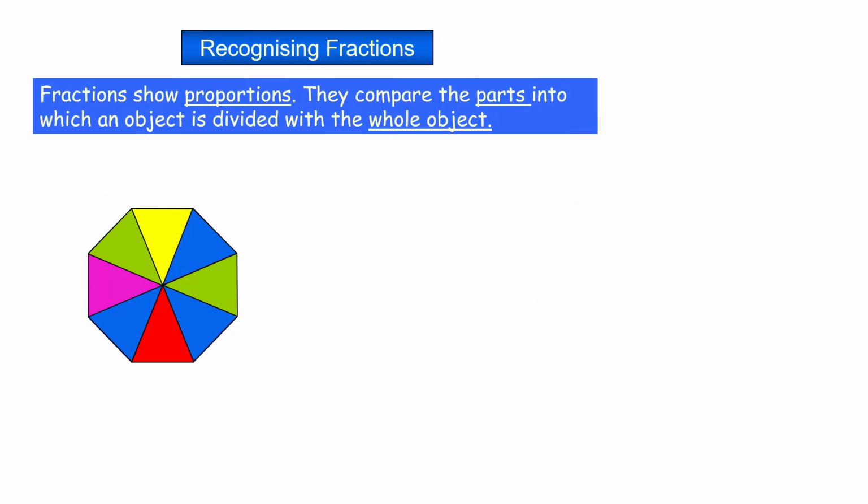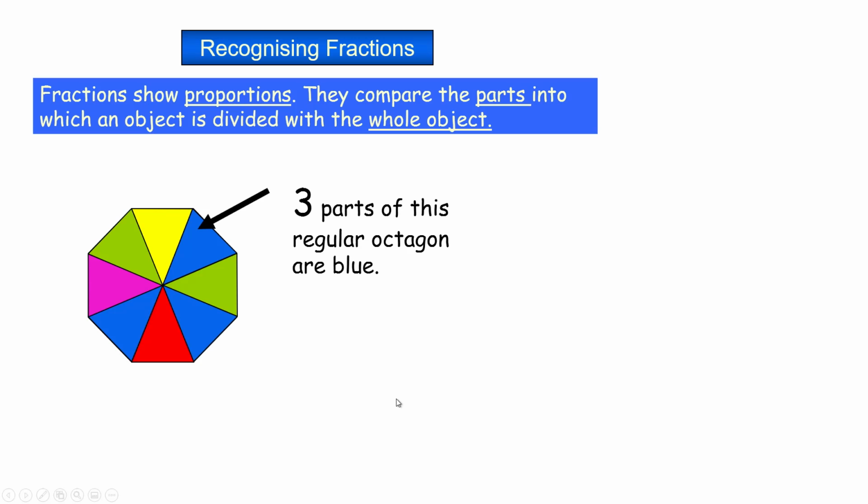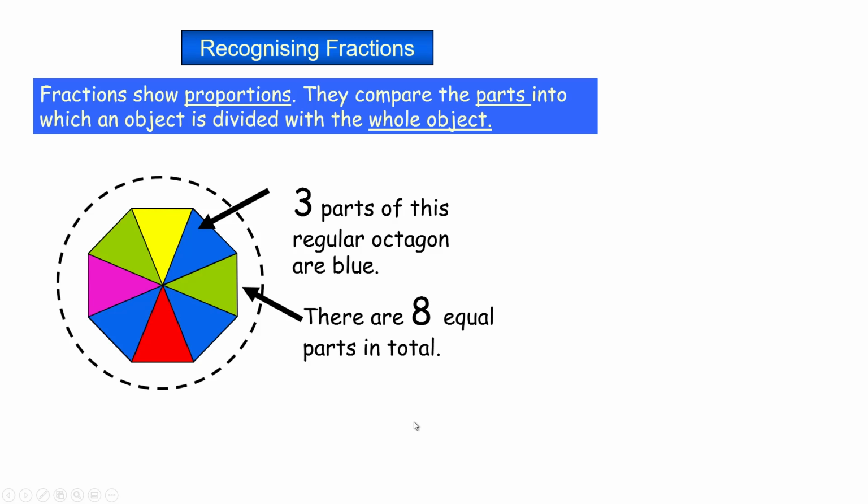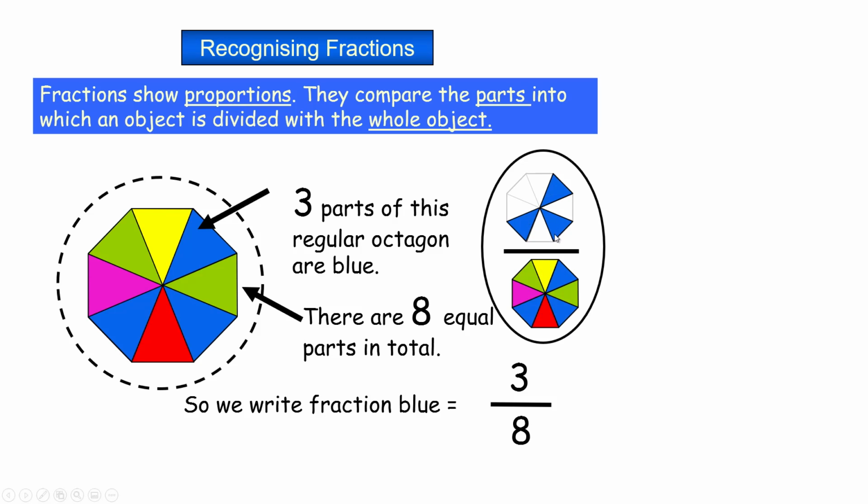Right then, your turn. What fraction is shaded blue in this object? One, 2, 3, 4, 5, 6, 7, 8 parts altogether. 3 of them are shaded blue, so it's going to be 3 out of 8. Okay, good. 3 blue parts out of 8 altogether.